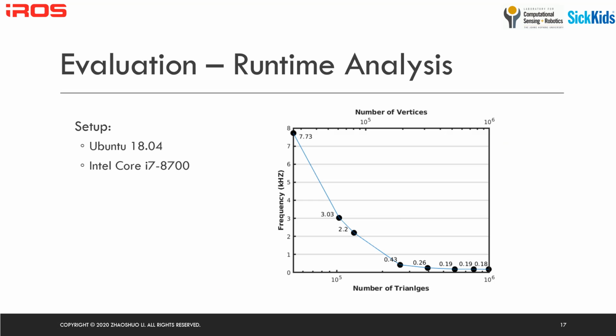We also conducted runtime analysis to evaluate our algorithm. Our setup is shown here. As shown in the diagram, when the number of triangles increases, the speed of our algorithm drops gradually. When the number of triangles is in the order of hundreds of thousands, however, the frequency can reach kilohertz, which is desirable for a lot of robotics applications.